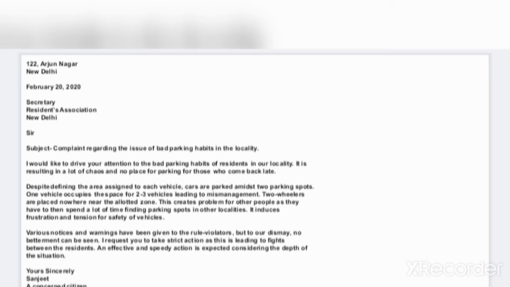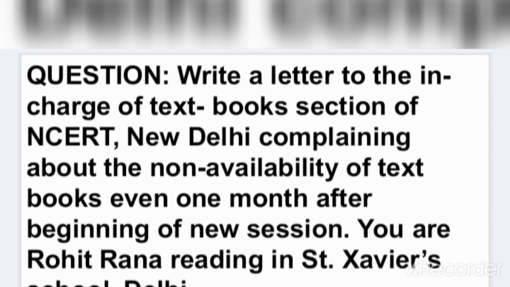Various notices and warnings have been given to the rule violators, but to our dismay, no betterment can be seen. I request you to take strict action as this is leading to fights between the residents. An effective and speedy action is expected considering the depth of the situation. Now, in the last paragraph, in the concluding paragraph, you are giving your suggestion how to resolve the problem. Yours sincerely, Sanjeet, a concerned citizen. Now, let's go to the next question.